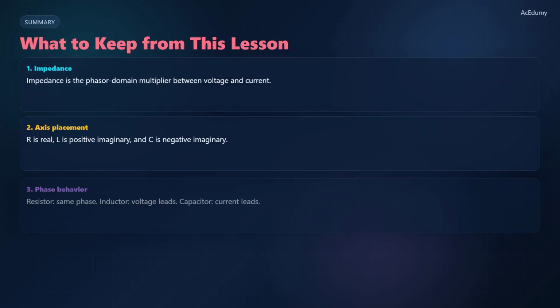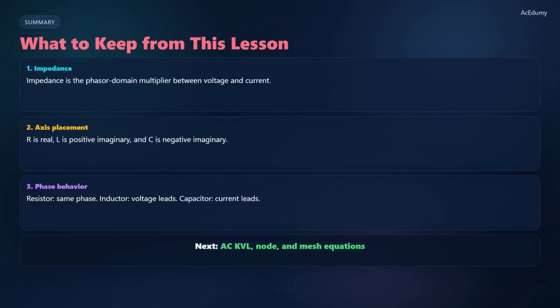Impedance is the phasor domain multiplier between voltage and current. For R, it is real. For L, it is positive imaginary. And for C, it is negative imaginary. In the next lesson, we will place these impedances inside ACKVL node and mesh equations.